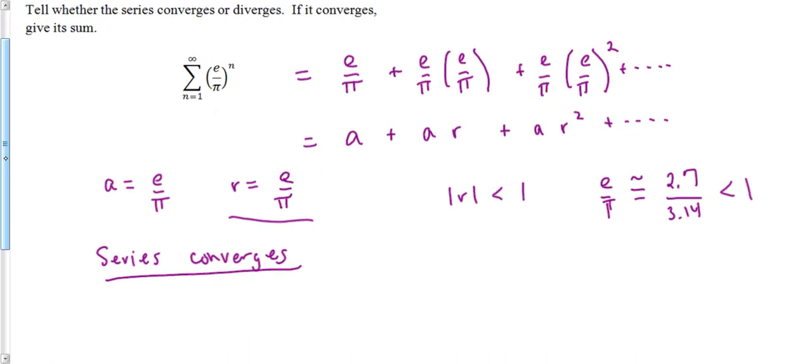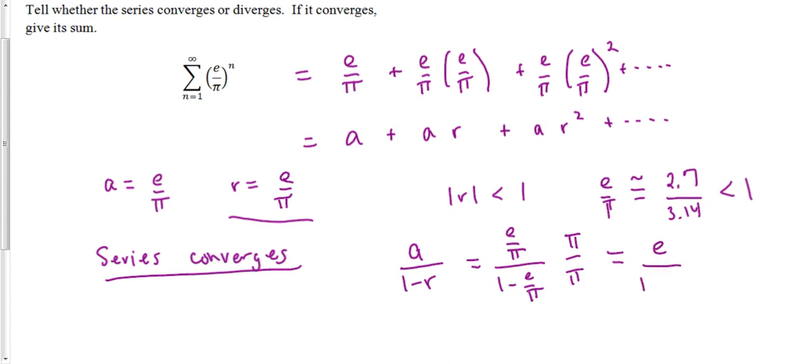Well, I know that a geometric series converges to a over 1 minus r. So I'm going to have e over pi divided by 1 minus e over pi. And I can simplify this a little bit. If I multiply the numerator and the denominator both by pi, then I'm going to get e over pi minus e, and that's going to be my sum.